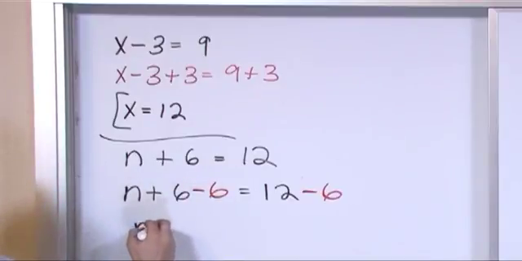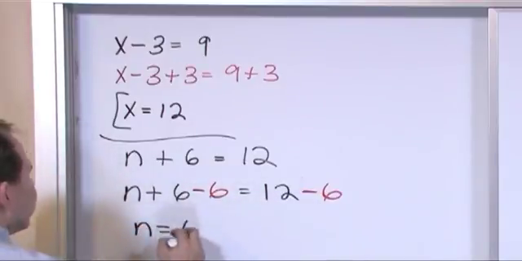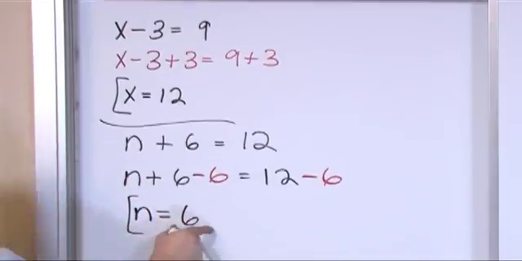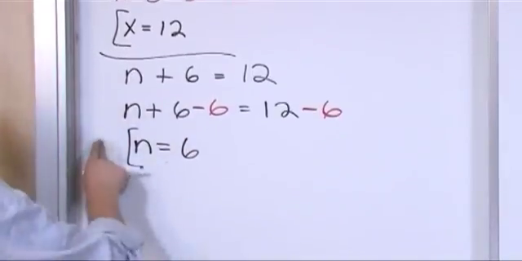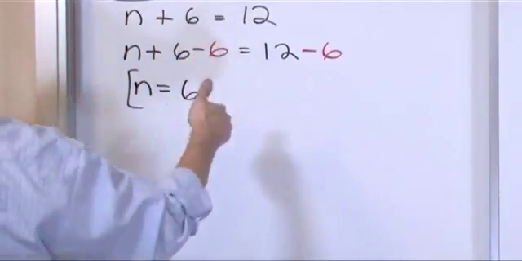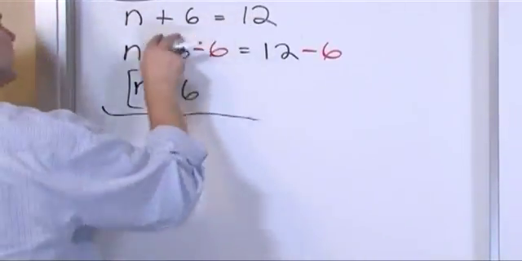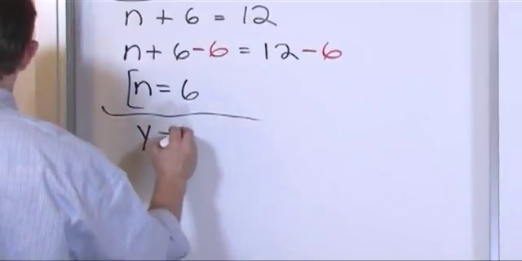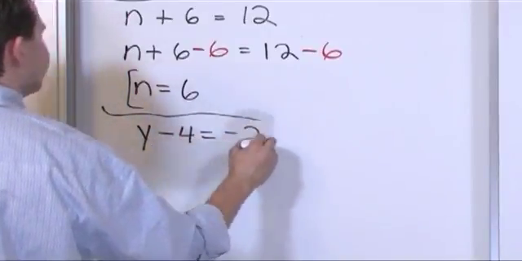So on the left-hand side, I'm going to have n is equal to 12 minus 6 is 6. And that is the answer. I've isolated the variable n. That's what I get on the right-hand side. Now I can check my work by sticking it in here. 6 plus 6 is 12, so I've got the right answer. And again, you could probably guess this, but that isn't doing you any favors if you just jump ahead like that. What if I have y minus 4 is equal to negative 2?